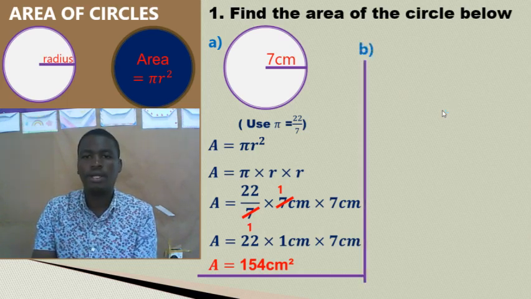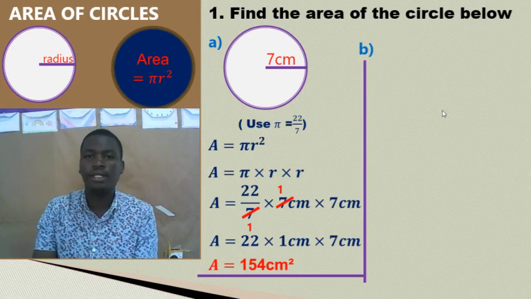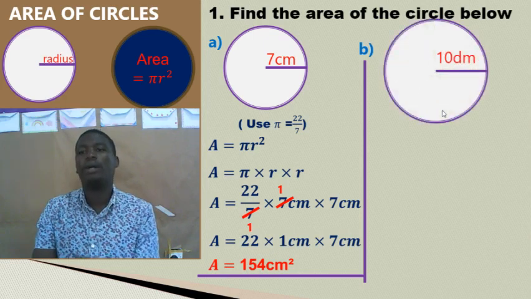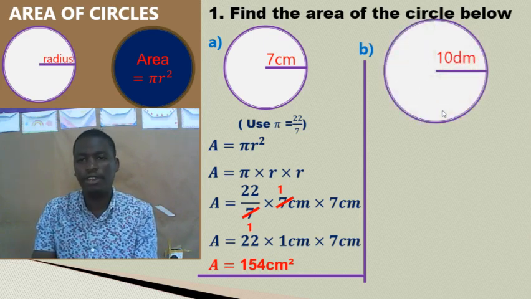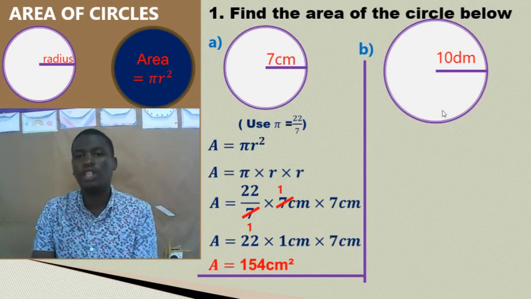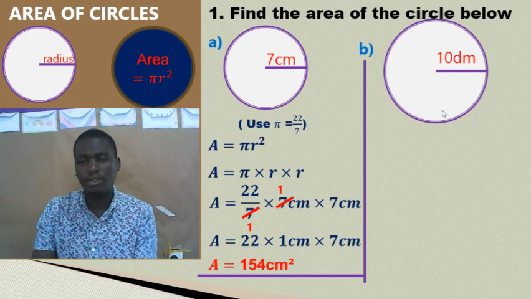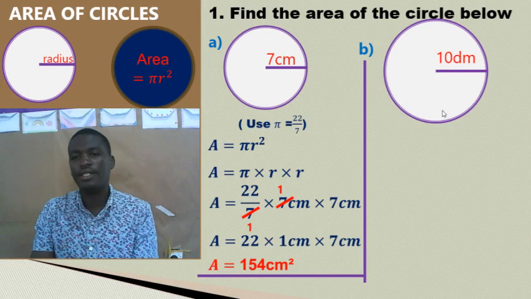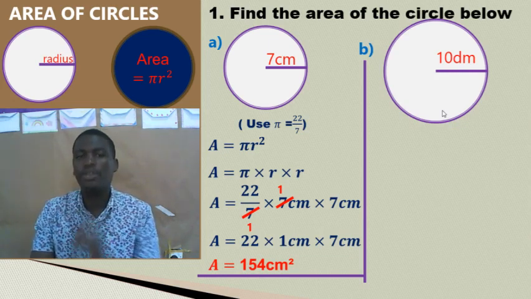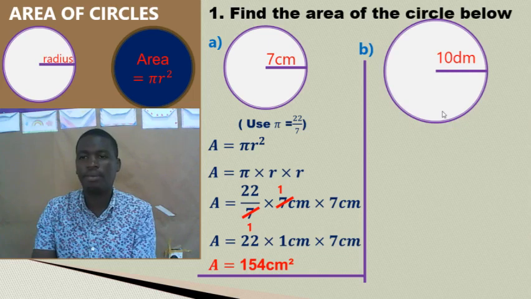That is our part B, saying still find the area of the circle below. Still our circle is having the radius of 10 decimeters. The first one was 7 centimeters. Check the units. Don't forget and use the same unit here. So if our radius is 10 decimeters, look at that 10 very well. And we move to the next step.